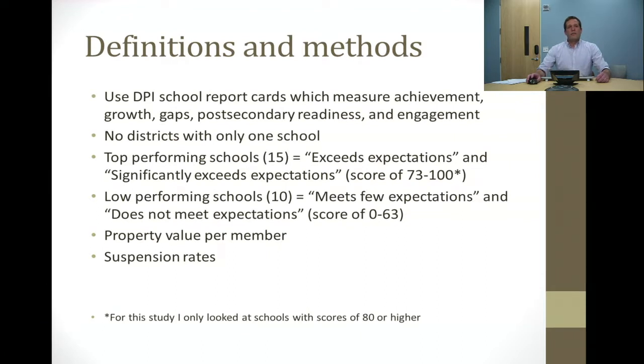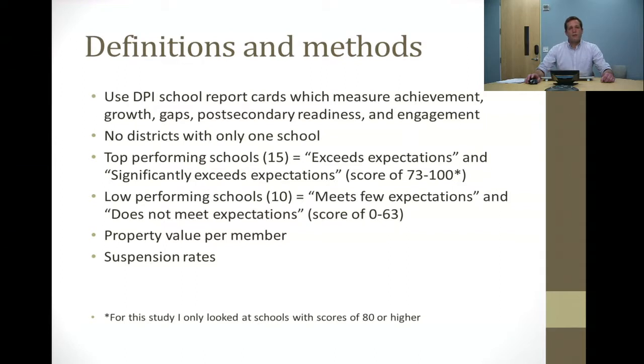A little bit of background: I'm using the DPI school report cards. Those measure student achievement or student performance, test scores, things like that. They also measure student growth, any sort of achievement gaps between different types of learners, post-secondary readiness, and student engagement. I did not use any districts that only had one school in it. I felt it was better to get a look at an entire district, and I thought that would be more of an indication of how that district is being affected by the property value or the formulas that the state uses for equalization aid.